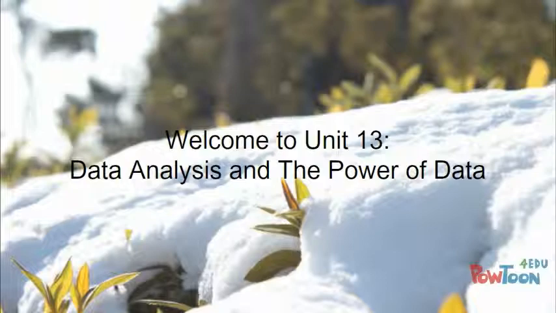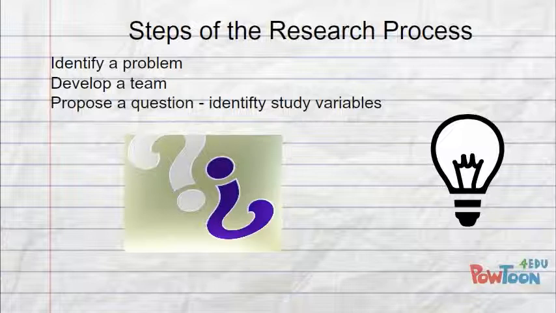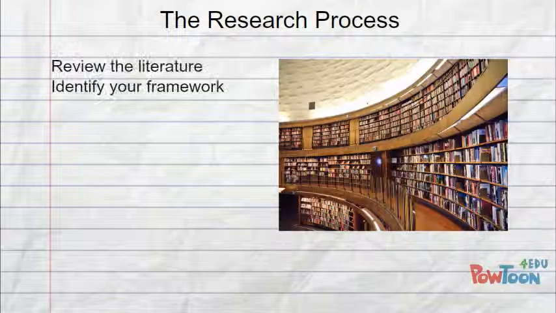All right, so let's review. Up to this point, we've reviewed many steps of the research process. Do you remember what they are? First, identify your problem and your purpose, then form a team. As a team, develop your aim, questions, or hypothesis and the study variables. Next, review the literature. Do you have enough evidence to proceed? Are there gaps in what we know about the problem? Does more research need to be done? Then identify your framework or theoretical foundation and any assumptions and limitations that are important moving forward.